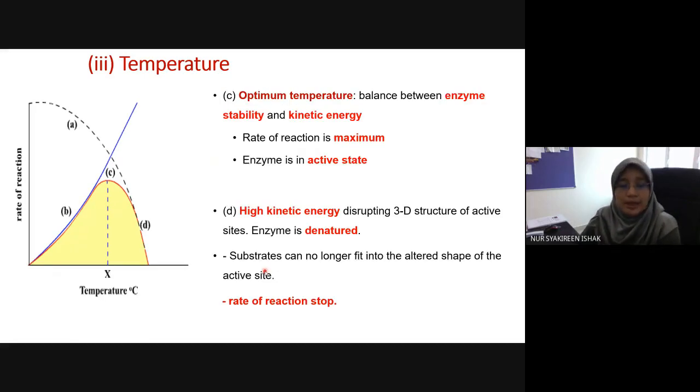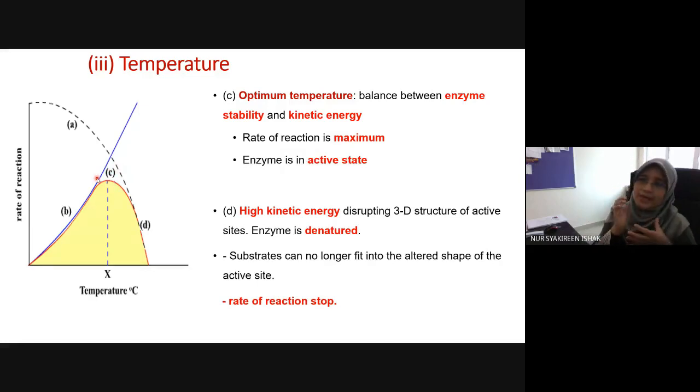Okay, so the next point is point C here, which is the optimum temperature. It says here the optimum temperature is the balance between enzyme stability and kinetic energy. So it is the maximum rate of reaction, and it is the point where the enzyme is most active. Okay, most active.